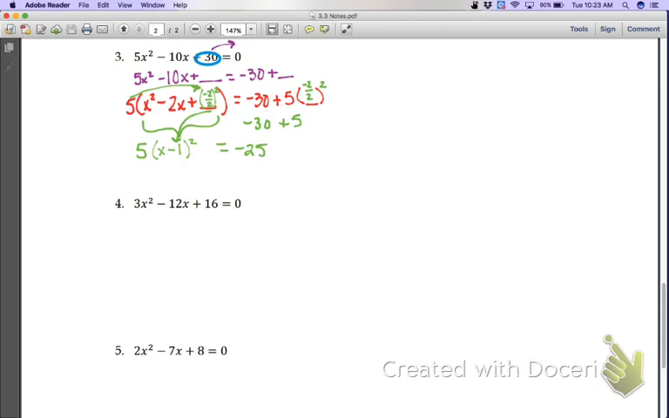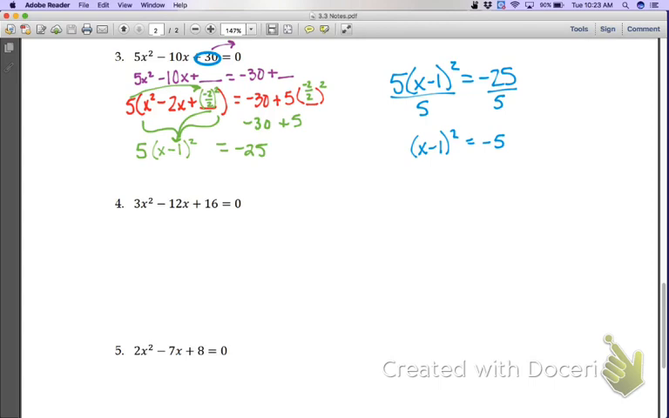So now, I'm going to give myself a little bit more room over here to the right. I have 5 times (x minus 1) quantity squared equals negative 25. How do I isolate, or how do I get the x by itself? Divide by 5. So I have (x minus 1) squared equals negative 5.